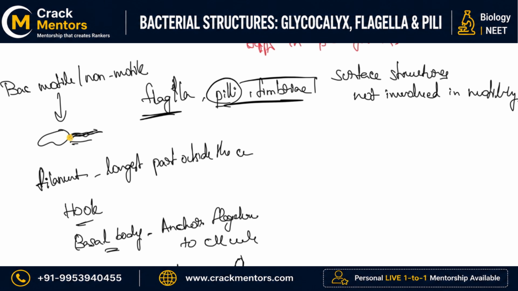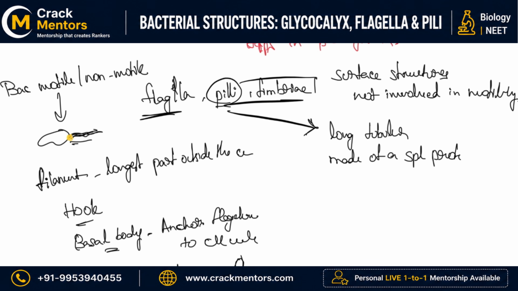Coming to the pili, pili are long tubular structures. They are made of a special protein, and they help in conjugation and DNA transfer. We have seen what conjugation is. While the cells of bacteria are dividing, the DNA transfers from one bacterium to another. This conjugation is done by the separate tubular structures on the bacteria called pili. So pili are made of special proteins and they help in conjugation and DNA transfer.